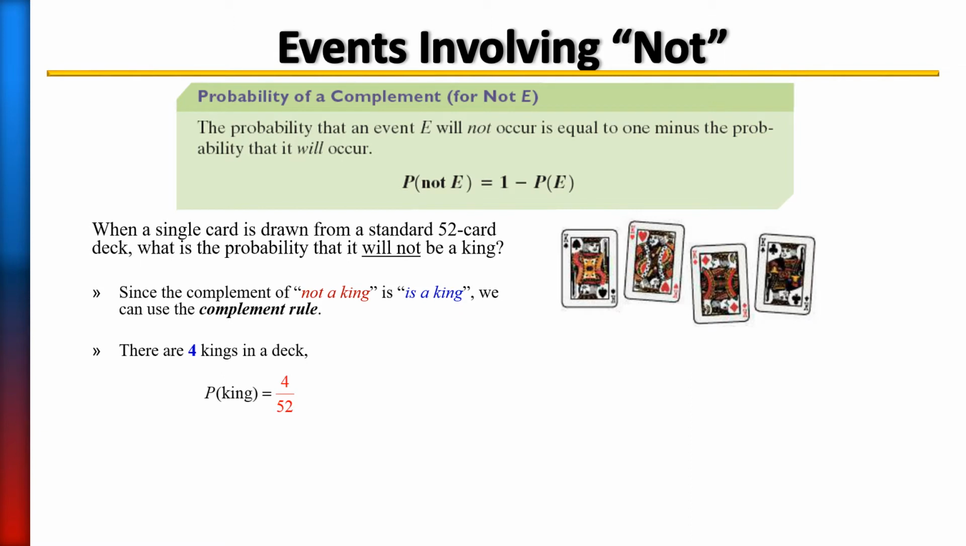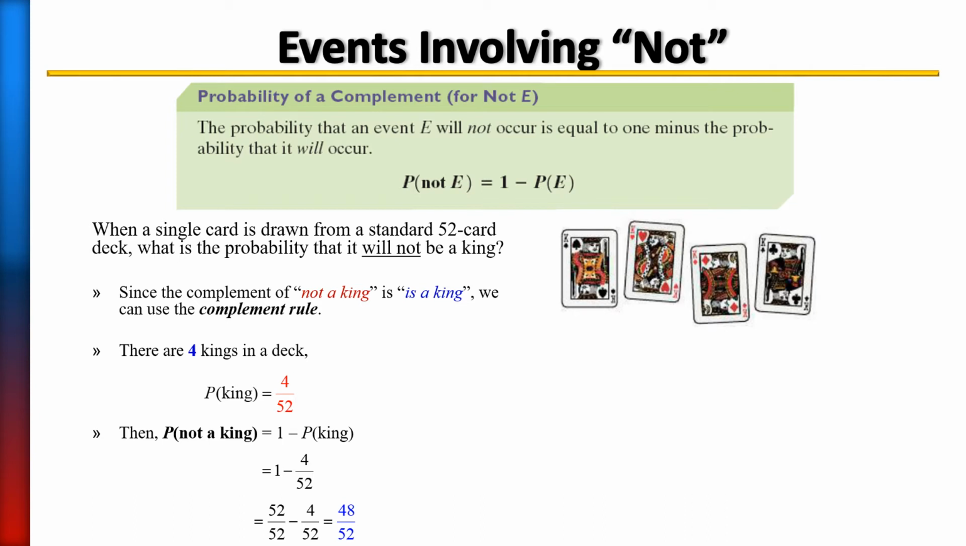So there you have that probability, and all you have to do is do 1 minus that, and you will get the probability of it not being a king. So we can write the 1 as a fraction 52 over 52. When we subtract that from 4, we get 48 out of 52. So that is the probability then of not getting a king.